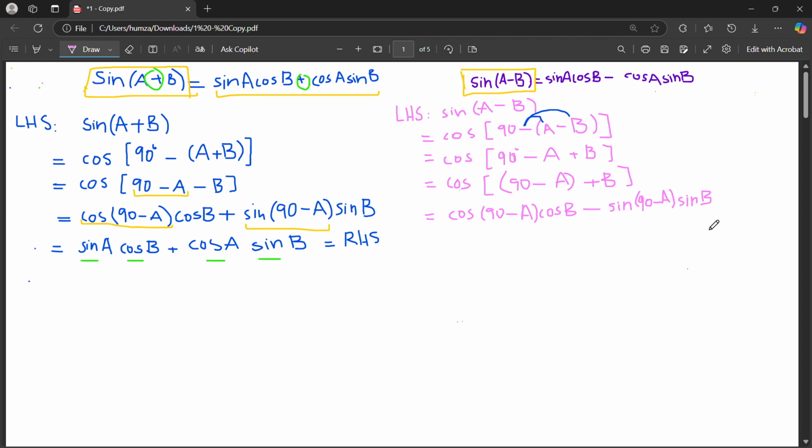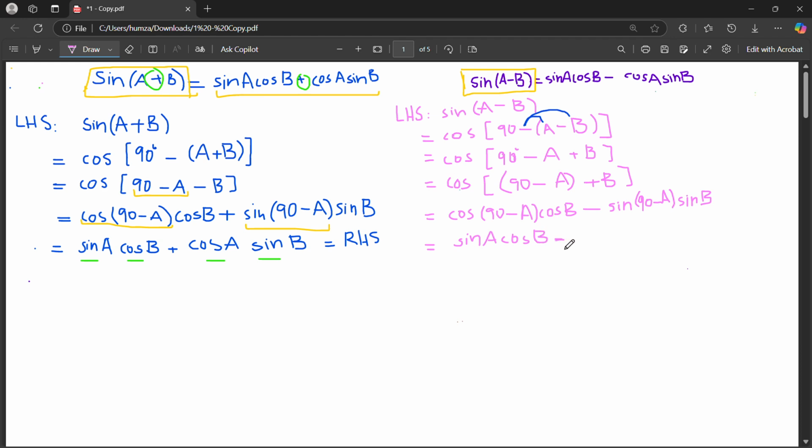So if there is a positive sign in the brackets, please remember to use the negative sign if we are using the rule cos A plus B to expand. Now we write the co-ratios again. Cos 90 minus A becomes your sin A, and cos B. This is again the co-ratios and minus sign.